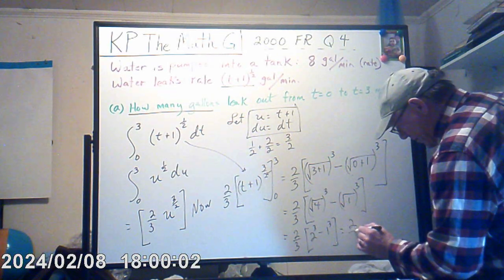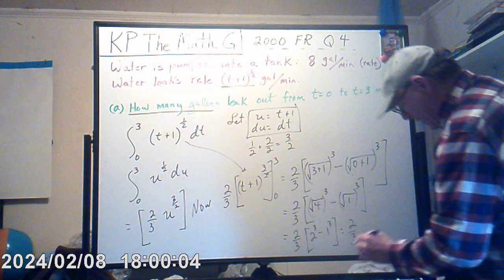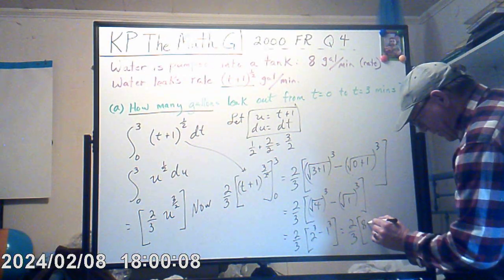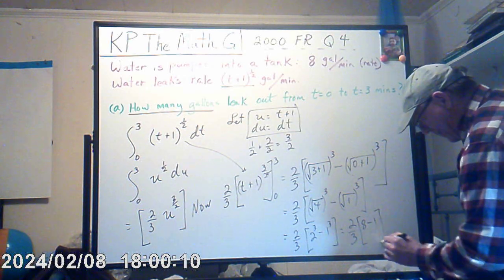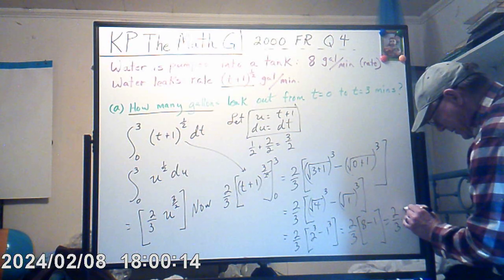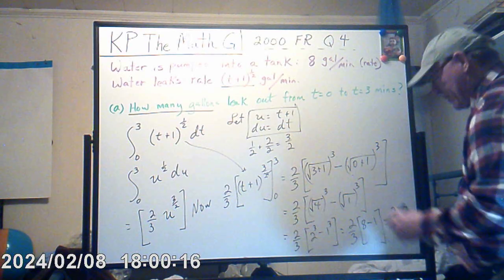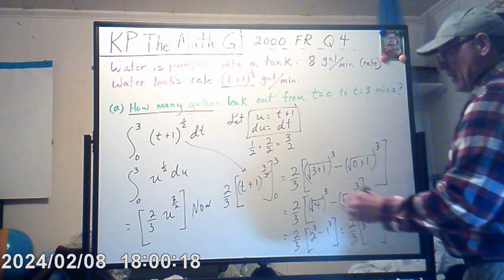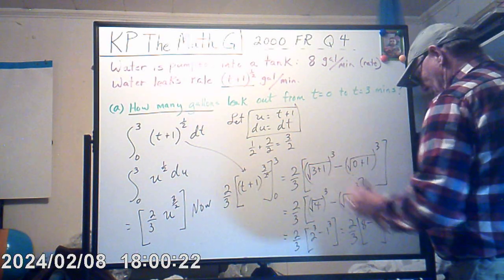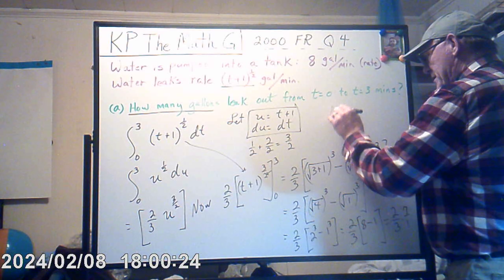That's equal to 2/3. 2 cubed is 8. 8 minus 1. 1 cubed is 1. And that's actually equal to 2/3 times 7, 7 over 1 if you want to. So 14/3. So this is equal to 14 thirds.